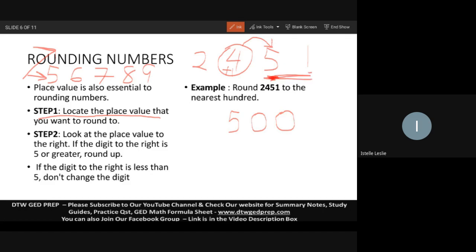So we change them to 0 to maintain our place value. Then what about the number to the left? Leave them the same way. Don't change them. So now, rounding 2451 to the nearest 100 gives us 2,500. So is this clear?